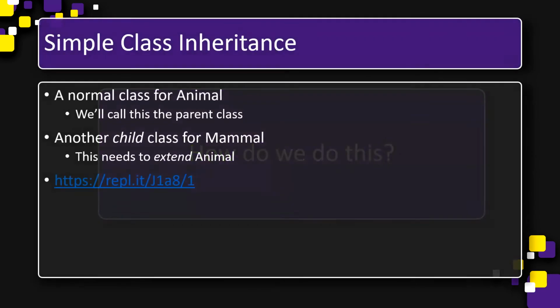So this is simple class inheritance. This is what we talked about in the previous video, okay? So there's a link here, and I'm going to share these slides with you on iLearn, so you'll be able to get access to all the links. There's a few in here. A normal class for animal, that's the parent class, and then we have another child class for something like mammal that needs to extend the animal parent class. And again, there's a link here with an example of some of that code.